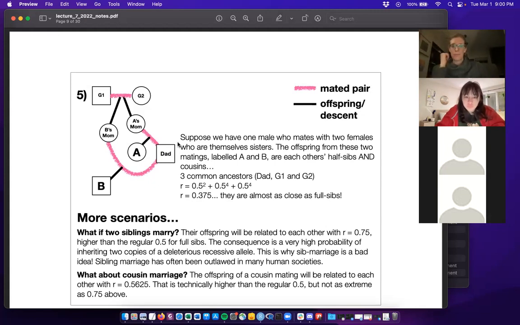So even though their moms are related, their moms aren't common ancestors because they come from different moms. Exactly. You have to find the kind of top of the tree, but we don't go any further than that.